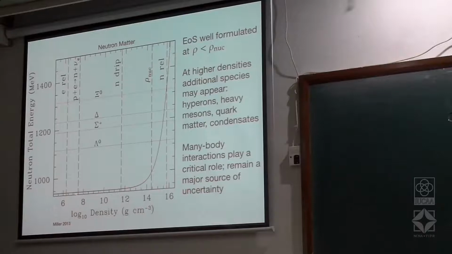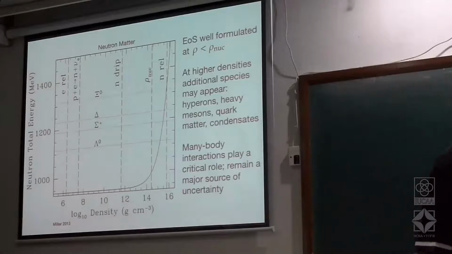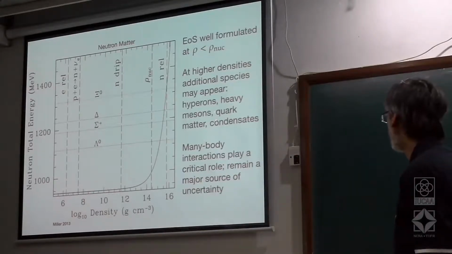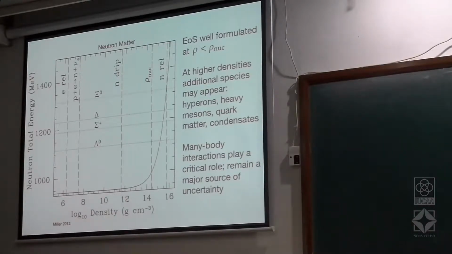So here you assume a certain equation of state, and you can see that as you go up in density, at different points, these different particles will begin to appear, because their rest mass now is less than the energy per particle that you have reached at that density. These include hyperons, heavy mesons, quark matter, condensates. All of these will be included.